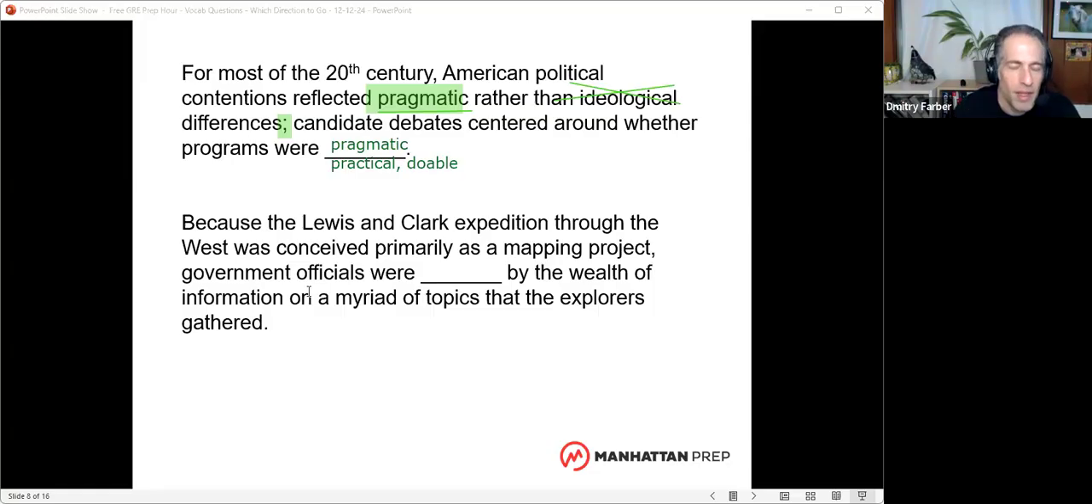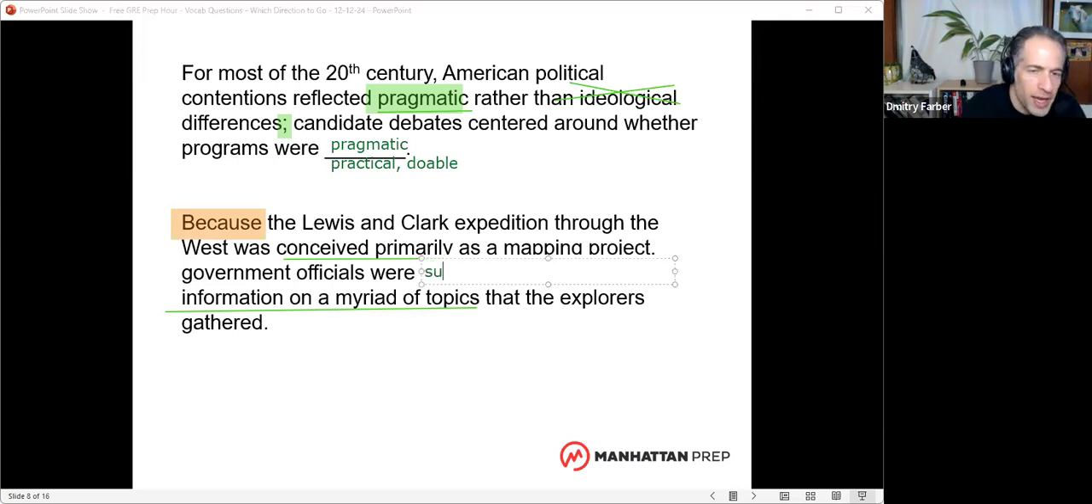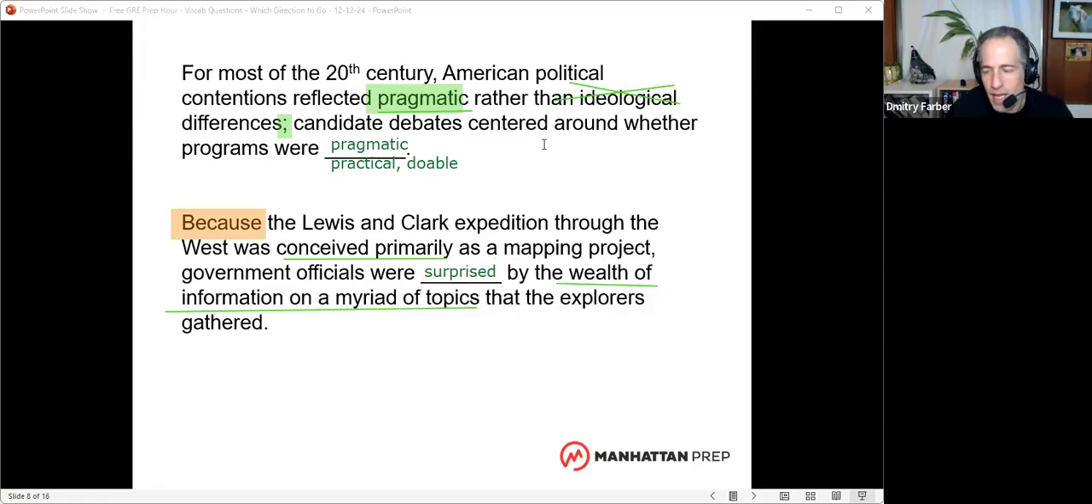Yeah. Okay. And then the second one: because the Lewis and Clark expedition through the West was conceived primarily as a mapping project, government officials were blank by the wealth of information on a myriad of topics that the explorers gathered. Notice once again here, we don't have a lot of direction markers. We see a difference here: it was conceived one way, but there was a wealth of information on a lot of topics. And so we see a contrast. There's also the word because. And so we can say, all right, because we thought of it as a mapping project, they were something by the wealth of information. Okay, so we want something like surprised. We want something that suggests, hey, they didn't see that coming.